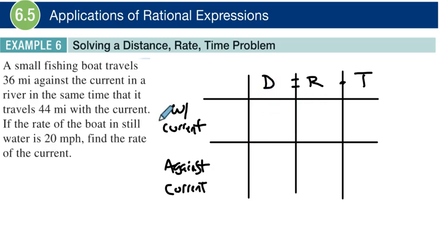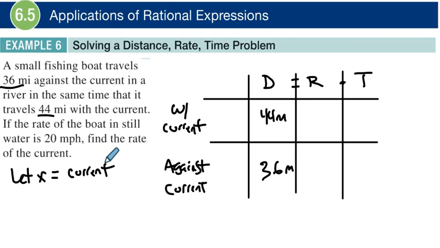So against the current, it traveled 36 miles. So my distance against the current is 36 miles. And then with the current was 44 miles. Okay, that's nice. But it also says find the rate of the current. So that's what we want to let x equal: the current, in miles per hour.